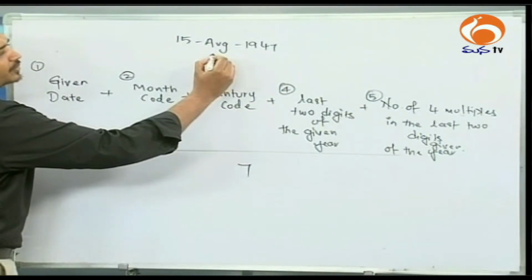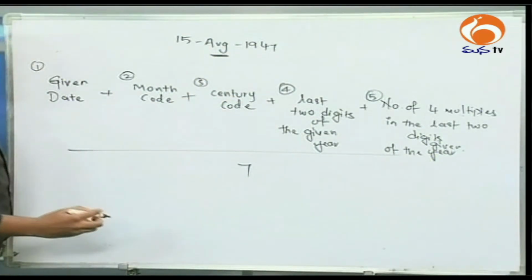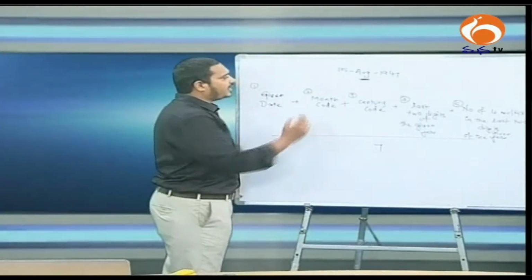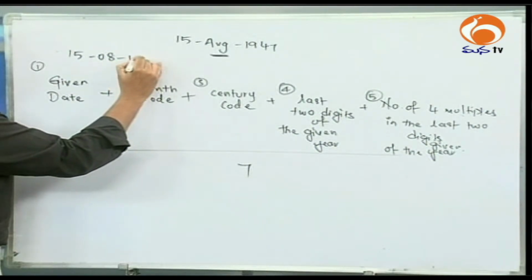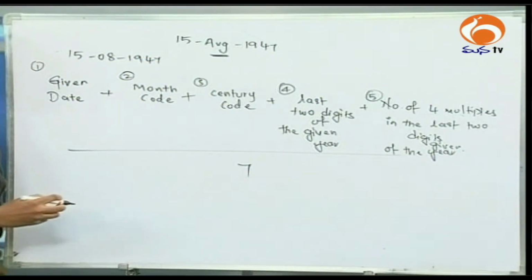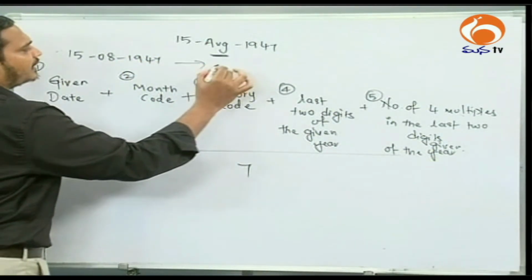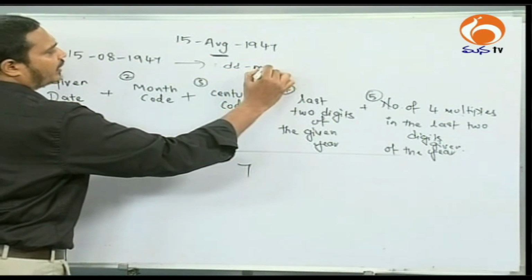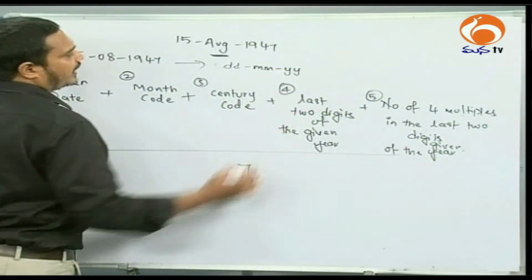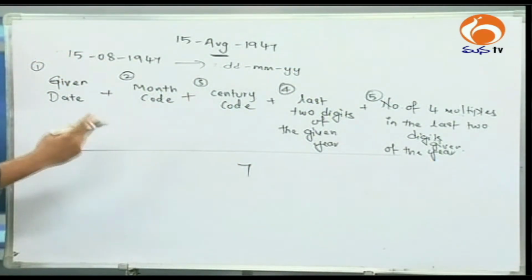And just a suggestion, guys. Whenever you write the date, I can see most of the students write it like 15/08/1947. This is the format we are using, which is DDMMYY. DDMMYY. All right, 1947.